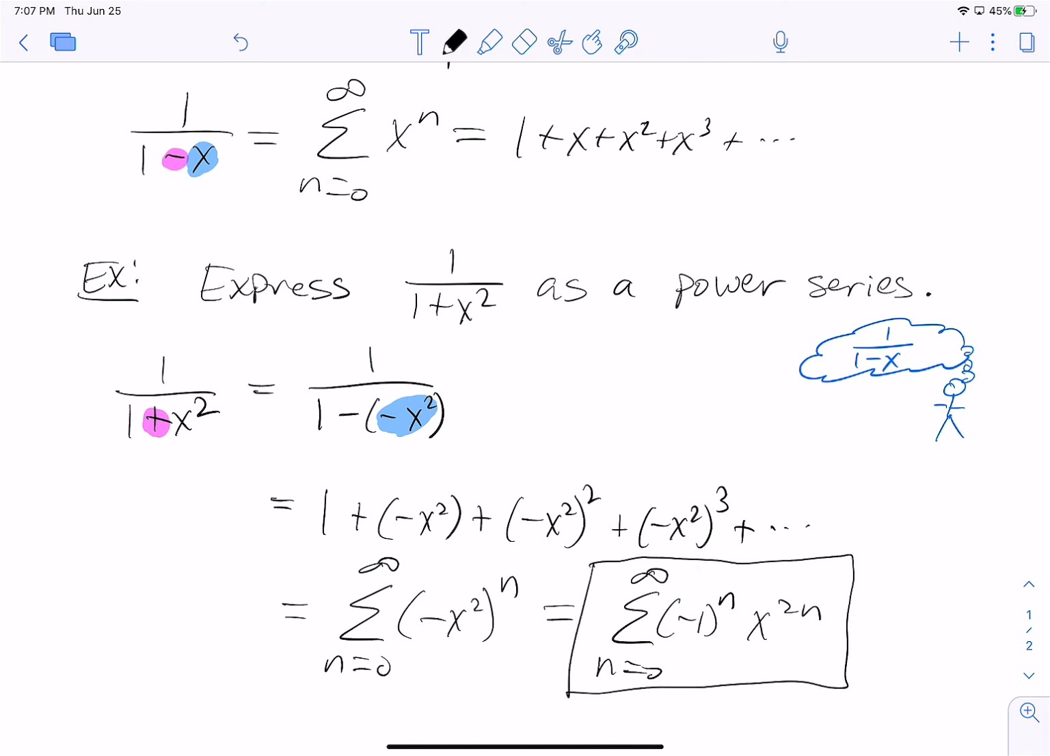I would recommend that you open up Desmos or GeoGebra or something and graph both 1 over 1 plus x squared and as many terms of this expansion, 1 minus x squared plus x to the 4th minus x to the 6th and so on, as you need to see that the two do align with each other as long as in magnitude x is less than 1.